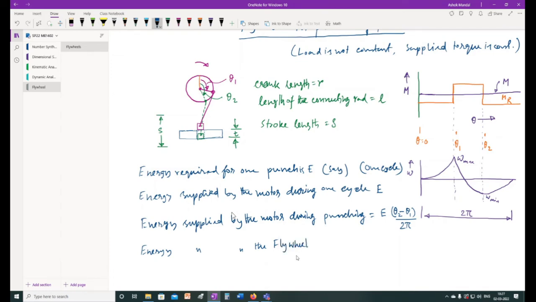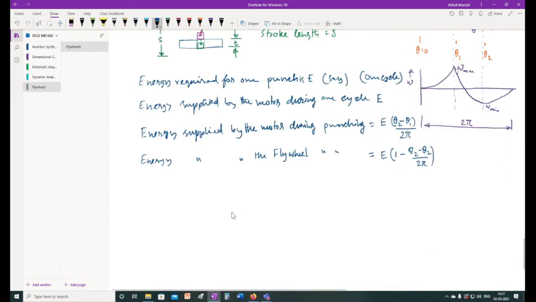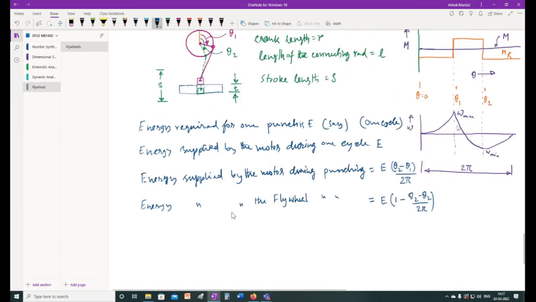So energy supplied by the flywheel during punching, what is this? This must be E into 1 minus this quantity, theta 1 minus theta 2 by 2 pi, right? Yes, sir. Okay. If it is so, then during the rotation of crank from theta 1 to theta 2, the speed drops. Here we have said this, from theta 1 to theta 2, speed drops from omega maximum to omega minimum.